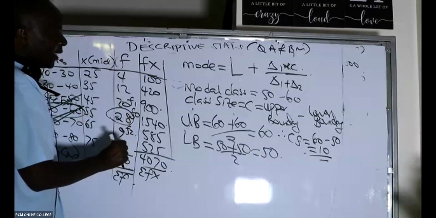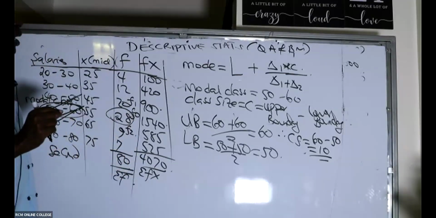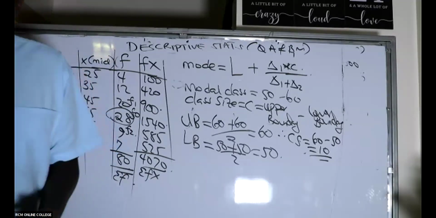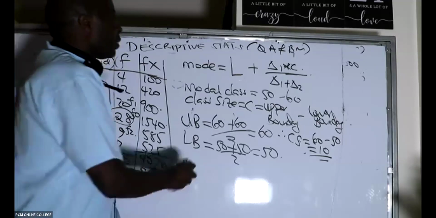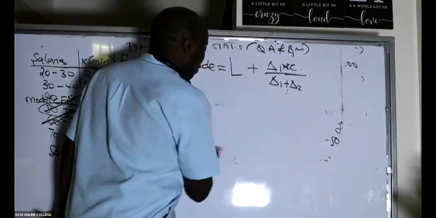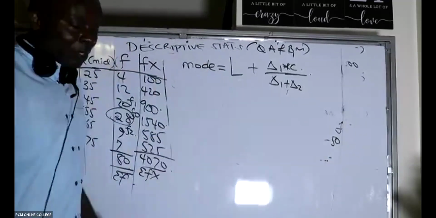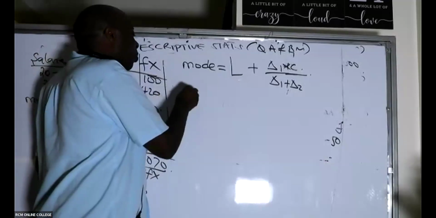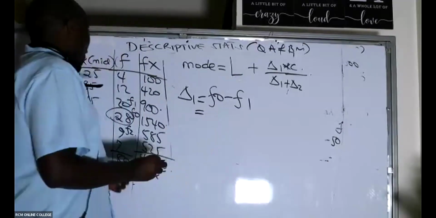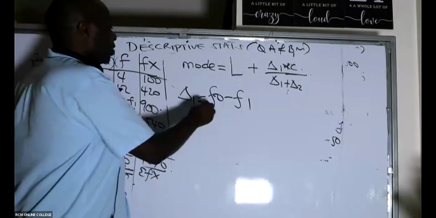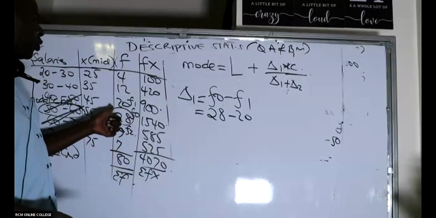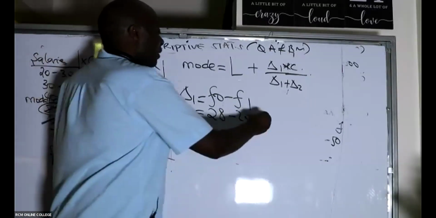Then please go ahead and give us the deltas. We shall start with delta 1. So how do we get delta 1? This is very easy. To get delta 1, we have F0 minus F1. F0, you have given me a figure of 28. So 28 minus F1, which is 20. So 28 minus 20 gives me 8.